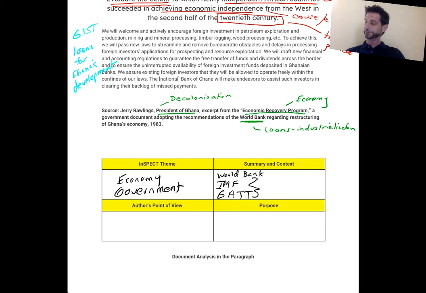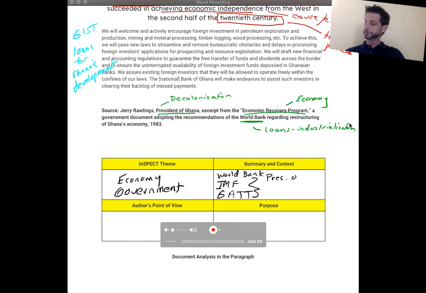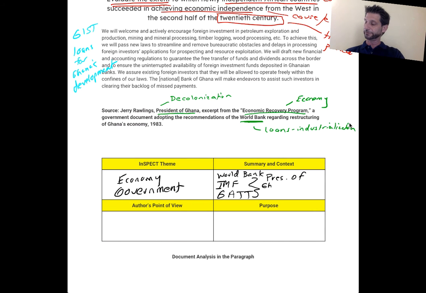Okay, President of Ghana. Okay, notice here I'm going to just abbreviate because it's really not important to me that I have like full sentences. These are just notes. President of Ghana wants loans to industrialize. Okay, so now I've got context, I've got a summary, got a lot of good information here, right? But who is this guy?